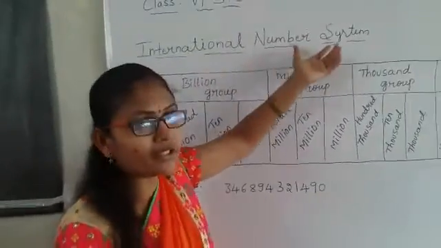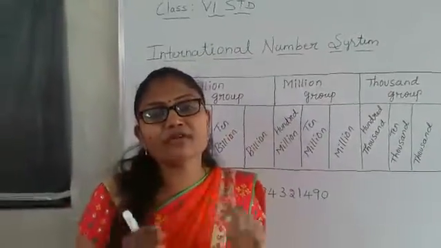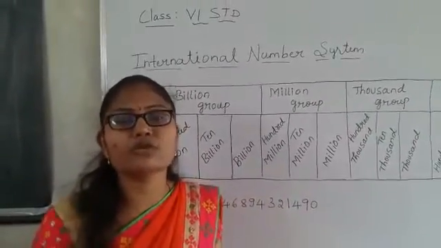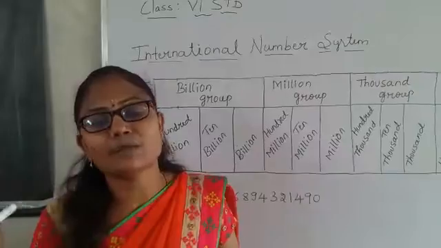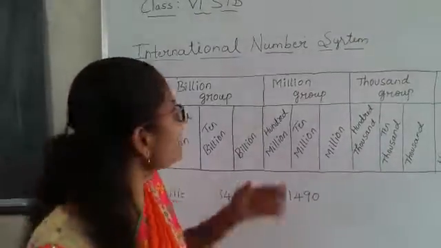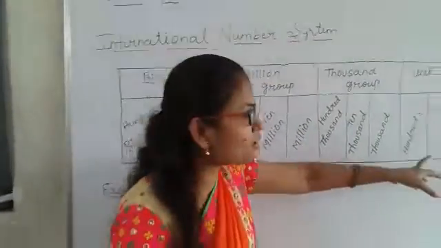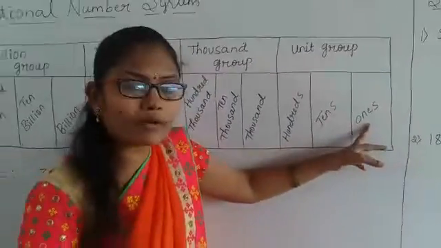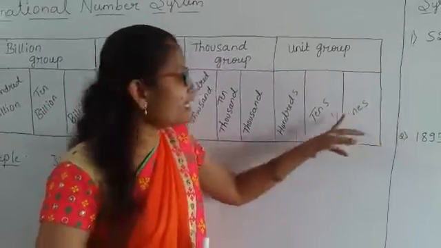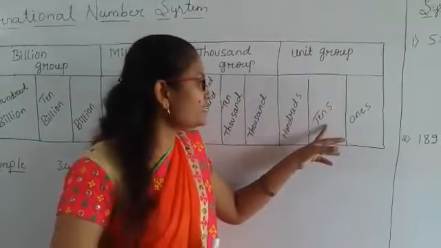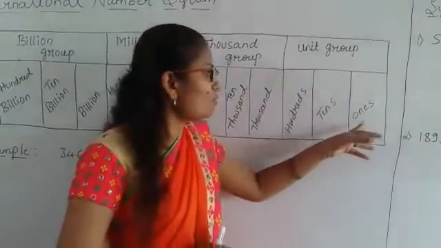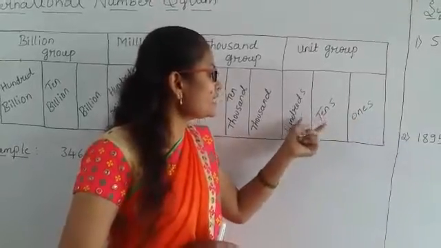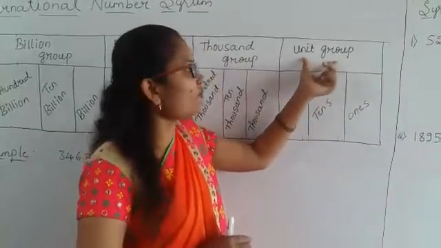International number system. In India, we use the Indian number system. If you go out of the country, what system are you going to use? The international number system. According to the international number system, the first place value is ones. The next place value is tens. Next, hundreds. Ones, tens, hundreds will come under the group of what?